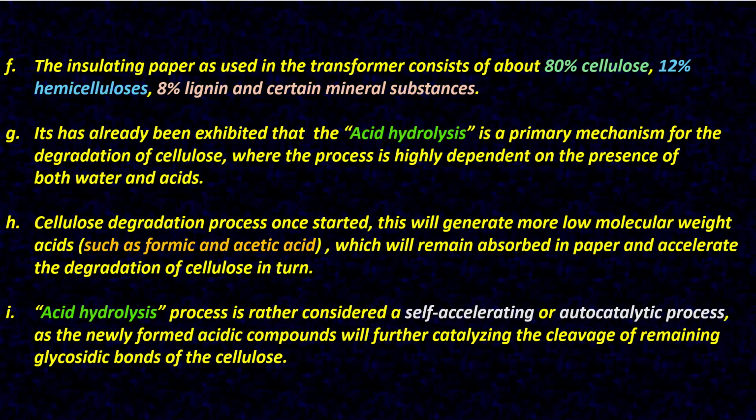Once the cellulose degradation process starts, it will generate more low molecular weight acids such as formic and acetic acids, which will remain absorbed in the paper and in turn accelerate the degradation of cellulose. The acid hydrolysis process is considered a self-accelerating or autocatalytic process, as the newly formed acidic compounds will further catalyze the cleavage of the remaining glycosidic bonds of the cellulose.